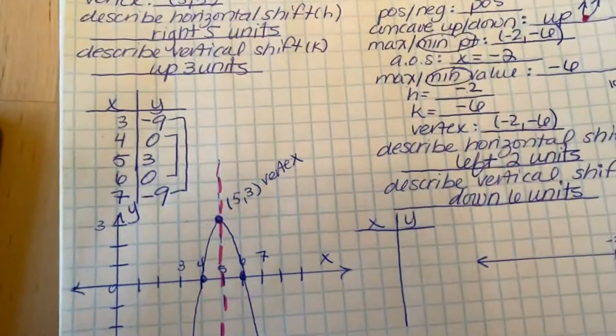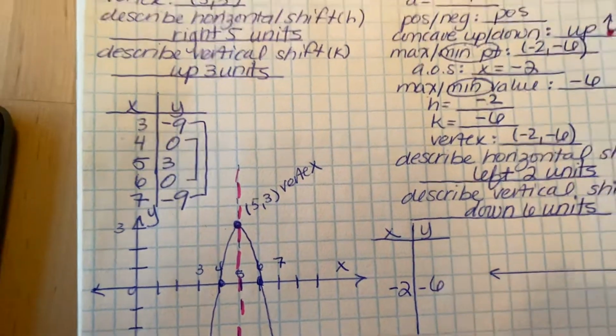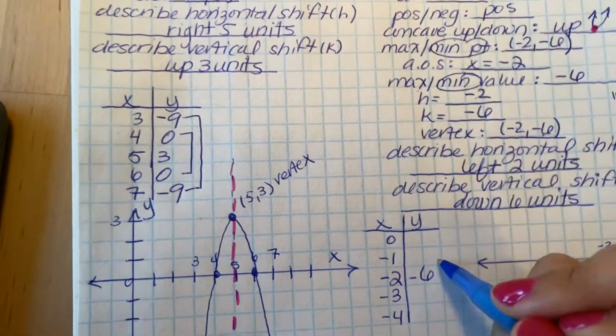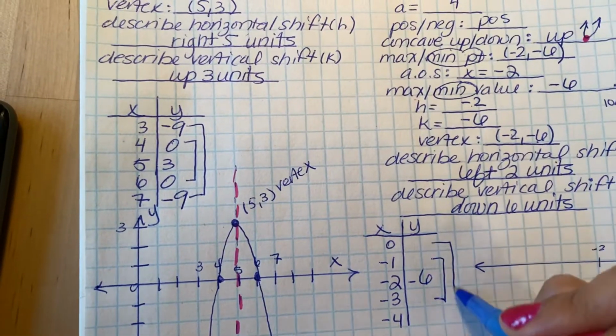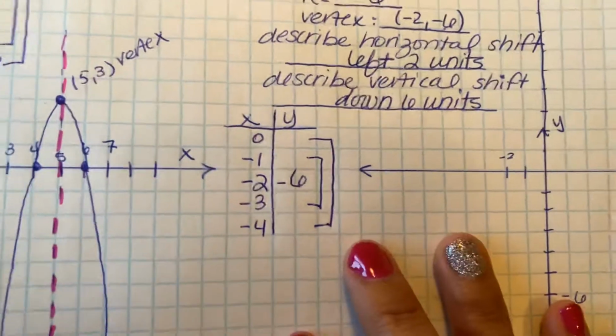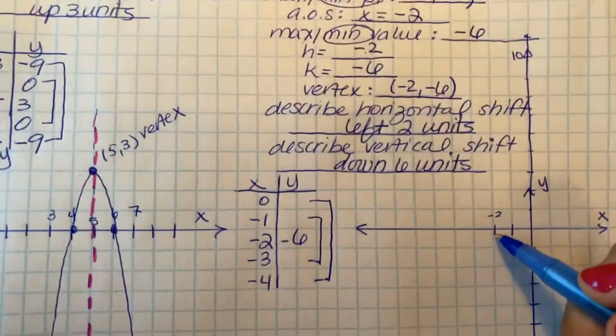XY table. H is -2, -6. So -1, 0, -3, -4. And again, we want symmetry, right? Okay, so now if we just kind of come to our graph, -2, -6.